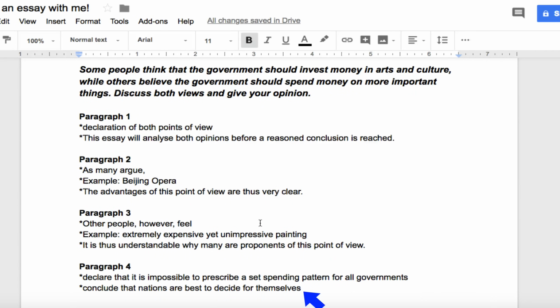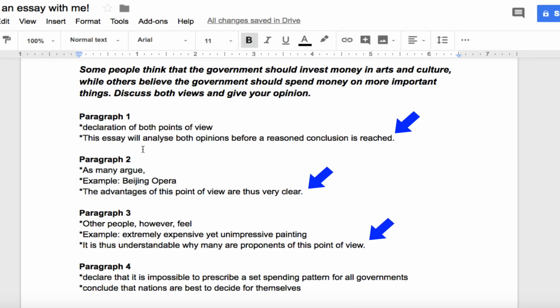But remember that the nature of this essay as a discussion essay dictates an objective approach. So I'm not going to declare this position until the very end of the essay in this conclusion paragraph.